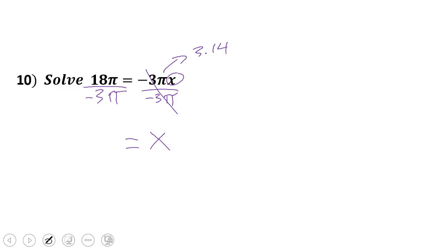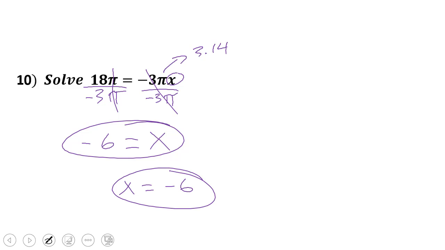Well, pi divided by pi, that goes away. 18 divided by a negative 3 is negative 6. So x equals negative 6. Ladies and gentlemen, pretty straightforward.